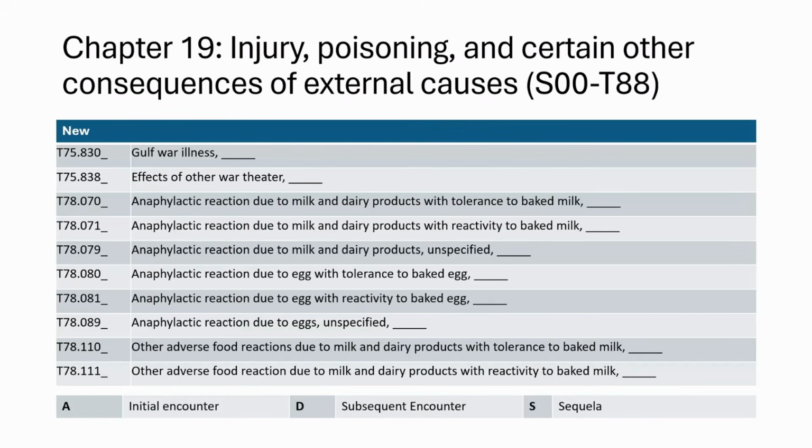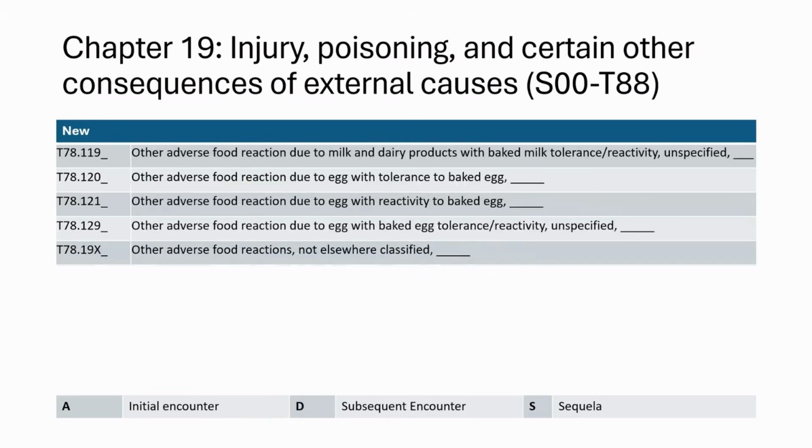The rest of the codes added relate to different food-induced anaphylaxis and adverse reactions. What we're seeing right now is a lot of things related to baked milk and baked egg, breaking down the raw egg versus the baked egg. And this slide just continues that, with more detail for the milk and egg products.